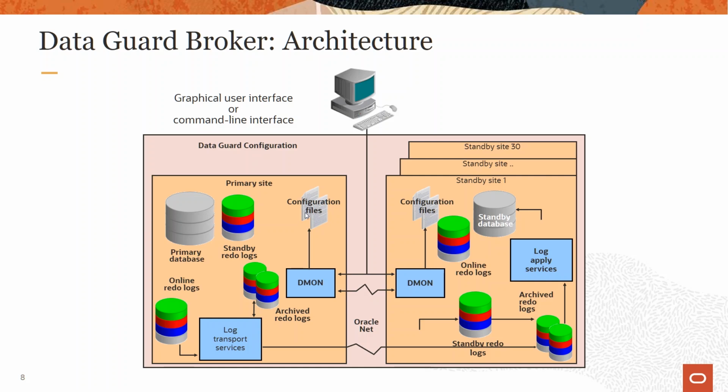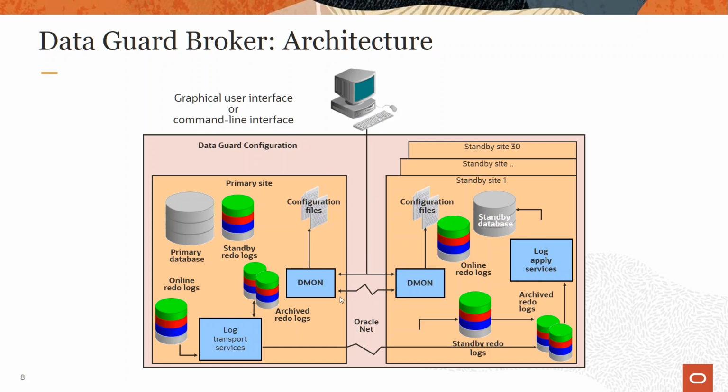So using this configuration file, you can control the redo transport service. You can also control the redo apply service. So you can actually manage the Data Guard broker configuration by changing the configuration file content. Actually, you can run DGMGRL commands to modify configuration files, or you can use Enterprise Manager as well.